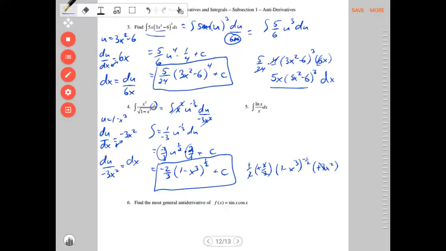Okay, so you have a 1 left on top, so a 1x squared. And then 1 minus x cubed to the negative 1/2, which of course is a square root on the bottom. So square root of 1 minus x cubed. And if you have a look, that is our original question. So we're right. Woohoo! Thank goodness for the u function. Okay, so I'm going to erase this little piece here because I need the space for number 5.